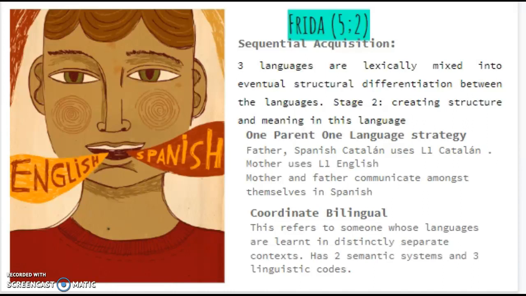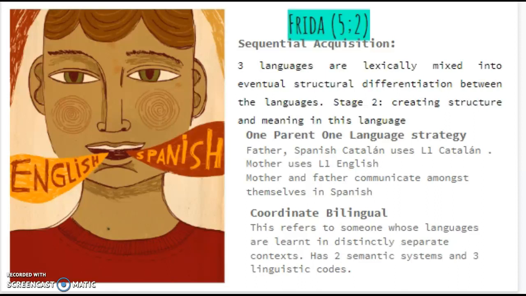Her parents claim that they have a one-parent, one-language strategy. However, it's a little bit complicated. Her father, who is Spanish Catalan, uses his L1 Catalan, he's also L1 in Spanish, to communicate with his daughter at home.